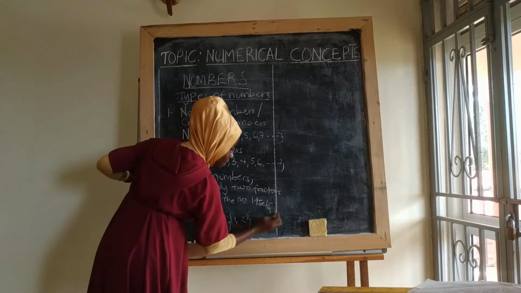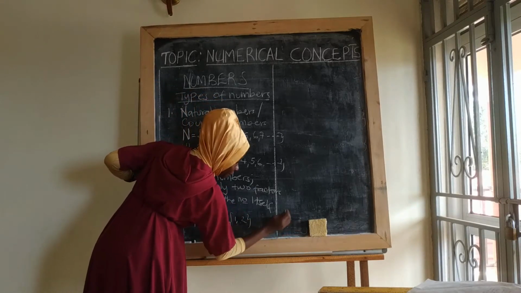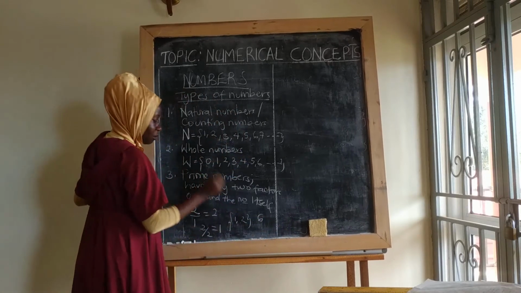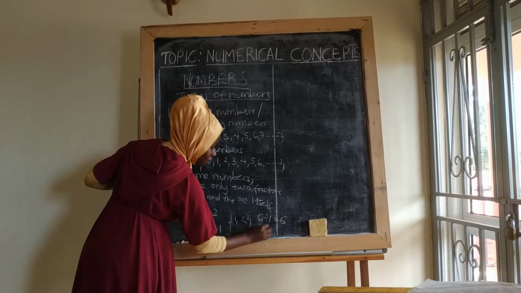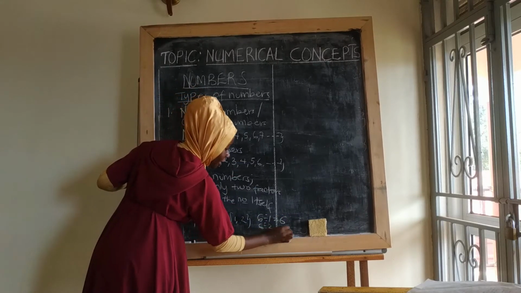When we go to a number like 6, 6 divided by 1, I get 6. 6 divided by 2, I get 3.